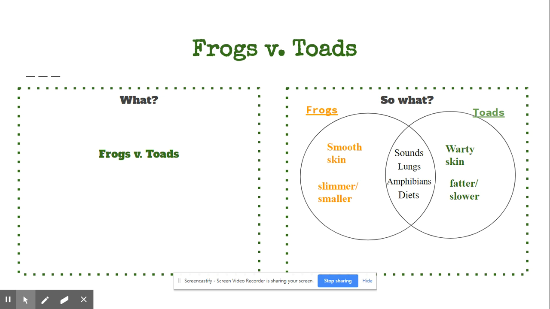Some things that are the same is that they make the same sounds, the same noises. They both have lungs. They both are considered amphibians, and they both have a similar or the same diet. So again, we just plugged in our information from the text using our graphic organizer of comparing and contrasting the frogs to the toads.